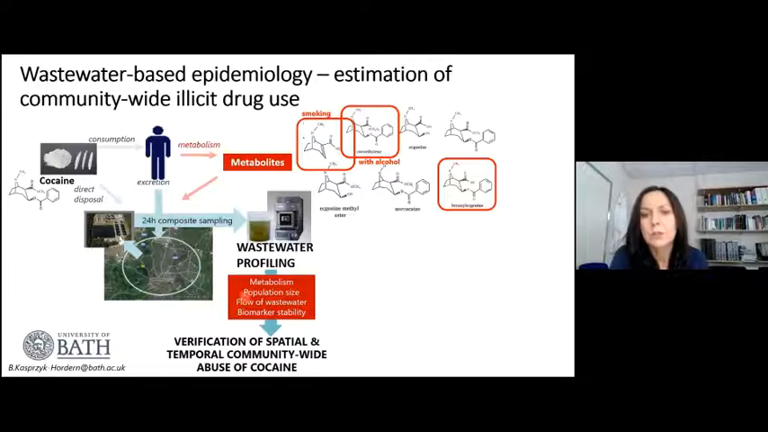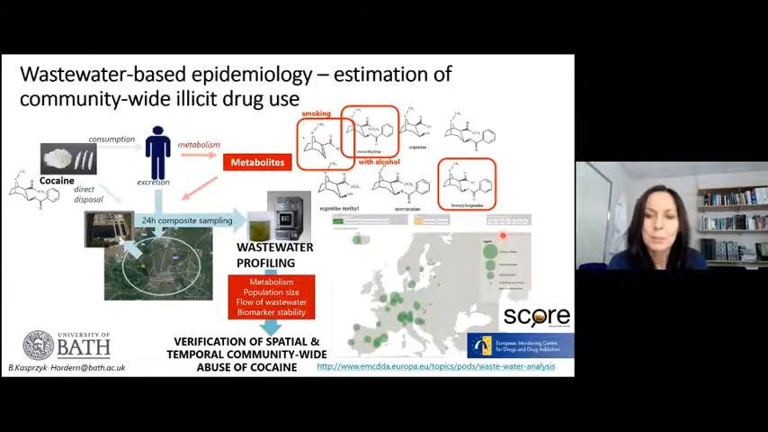So it's not good to say, okay, I'm going to focus on benzoylecgonine because it's a characteristic biomarker for human exposure. We need to know that benzoylecgonine is stable in the sewage system and also during sampling. So we do evaluate the stability of our markers. And once we have it all, we can then plot it nicely and show spatiotemporal changes locally, nationally, and internationally.